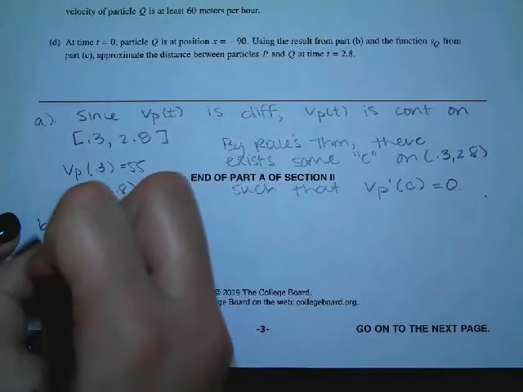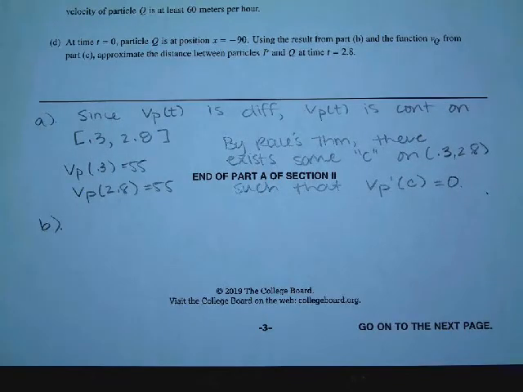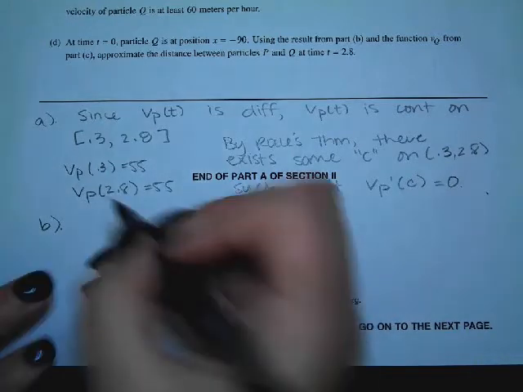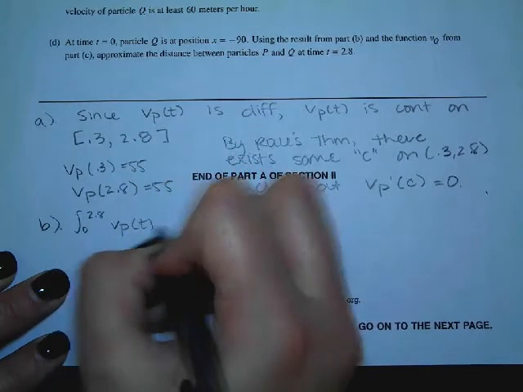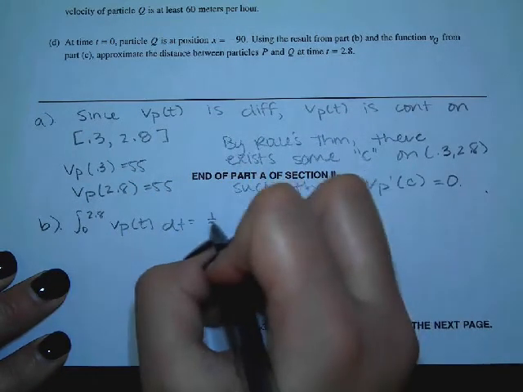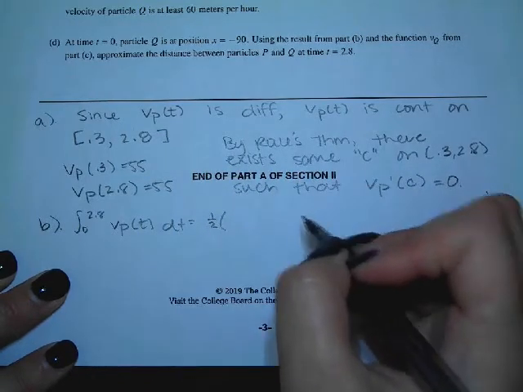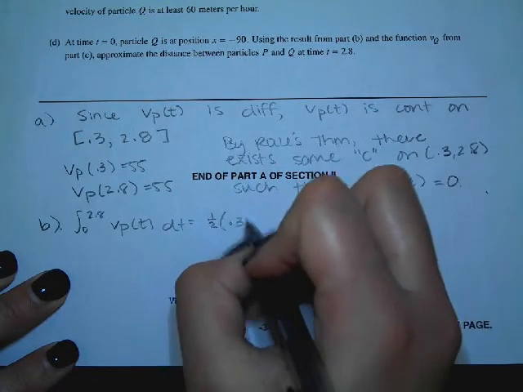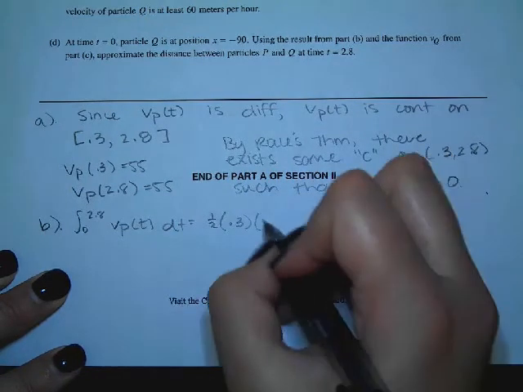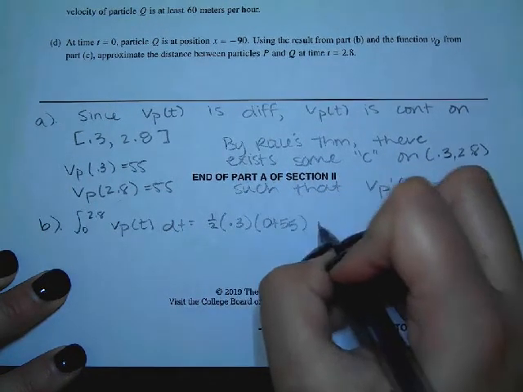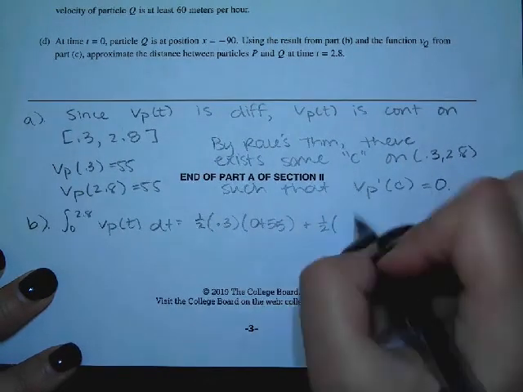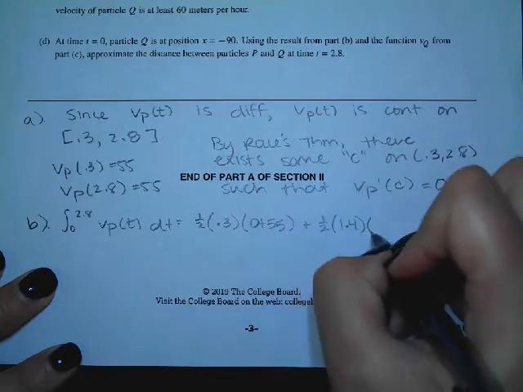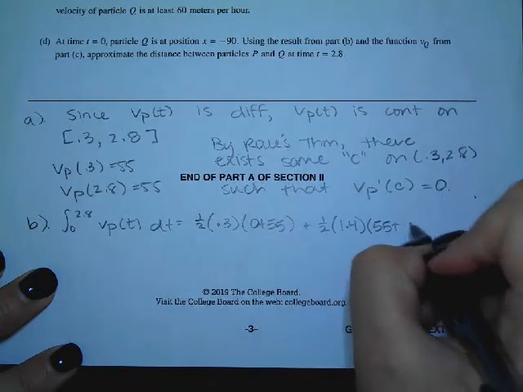All right, part B. Use the trapezoidal sum with 3 subintervals to approximate the value from 0 to 2.8. So I said the integral from 0 to 2.8 of v_P(t) dt is, I've got 1/2. The width of the trapezoid from 0 to 0.3 is just 0.3. And then the heights there would be 0 plus 55. And then 1/2, the width from 0.3 to 1.7 is a width of 1.4, and then you've got 55 plus negative 29.